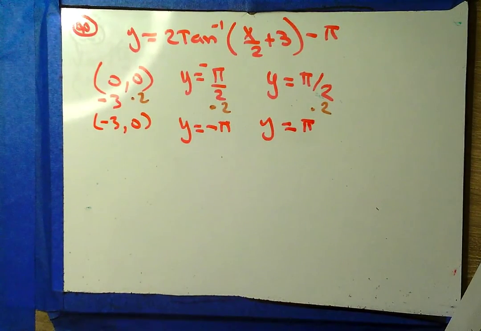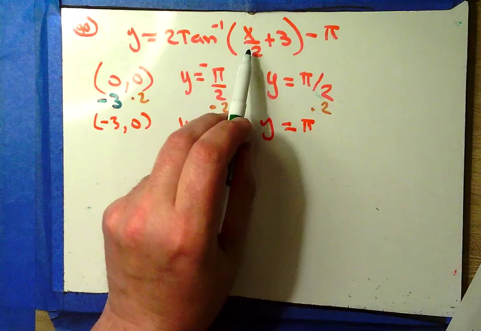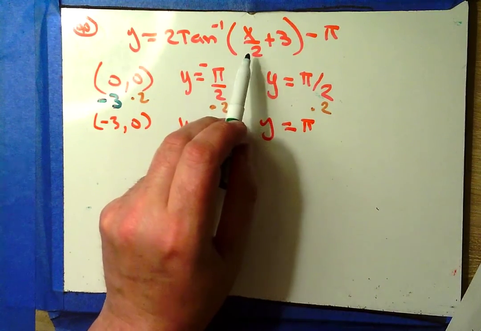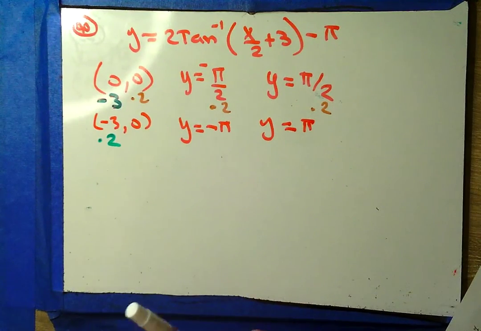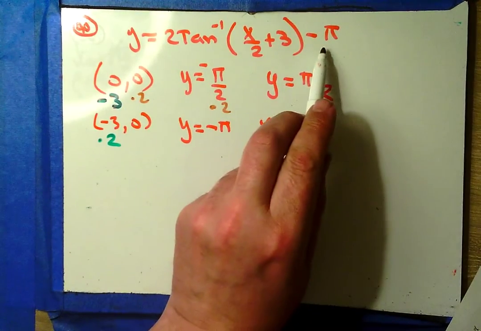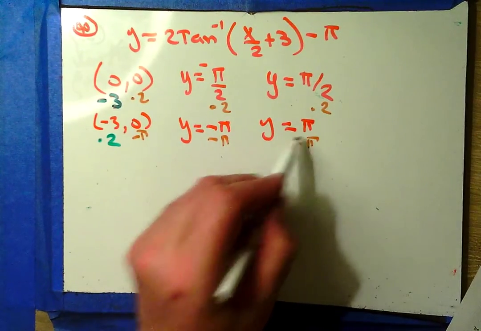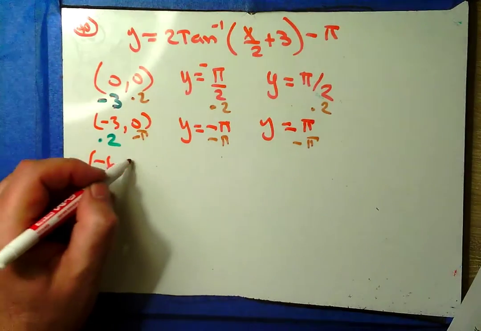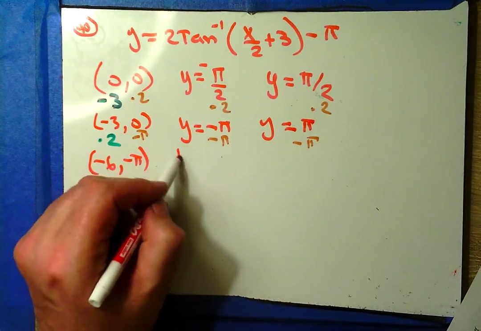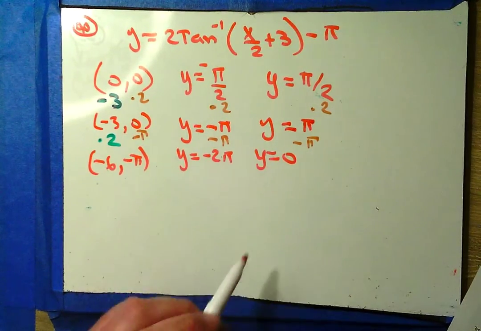And then I'm going to go back and I see this dividing by 2. Inside is opposite land. That means I need to multiply by 2 there. And when I look at this other y transformation, I'm supposed to subtract pi from all the y's. So my final points then are (negative 6, negative pi), y equals negative 2 pi, and y equals 0.